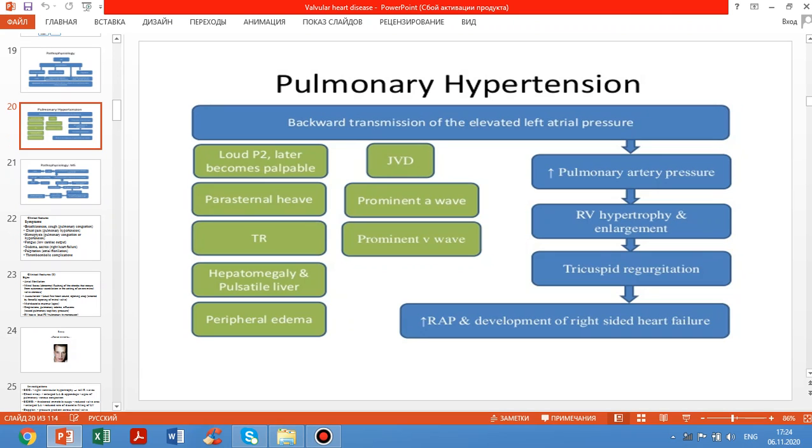Symptoms: loud P2 later becomes palpable, parasternal wavy, tricuspid regurgitation, due to this hepatomegaly, and pulsatile liver and peripheral edema, jugular vein distension, prominent A waves and prominent V waves in the venous pulse.